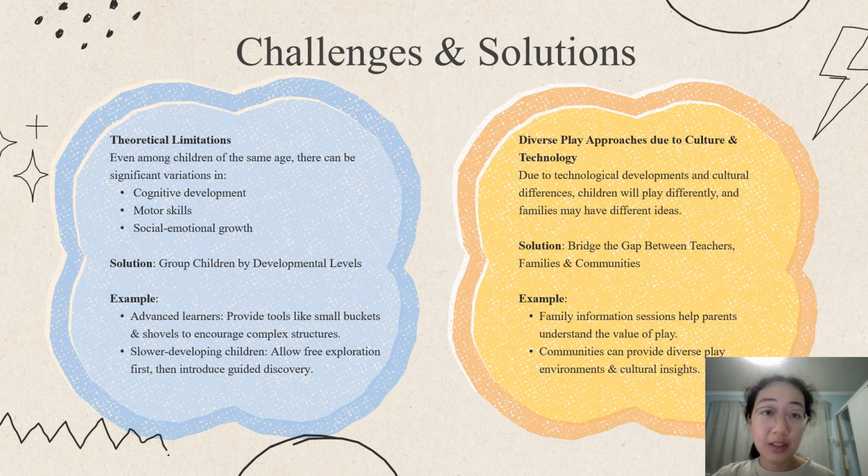In this case, the teacher can start by grouping the children according to their level of development. For example, for the sand play portion of the program, for more advanced children, the teacher can provide support such as some small buckets and shelves in the field to help them try to build more complex structures. If there are slower developing children, the teacher may allow them to explore freely first and then guide them to discover items around them that can be used as support once they are familiar with them. In addition, due to technological development and cultural differences, children will play differently and families may have different ideas.